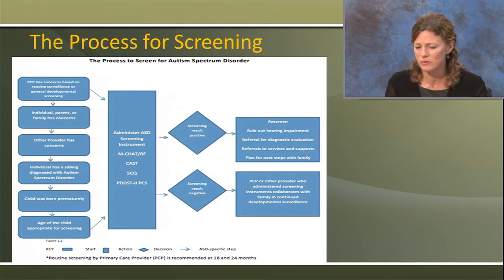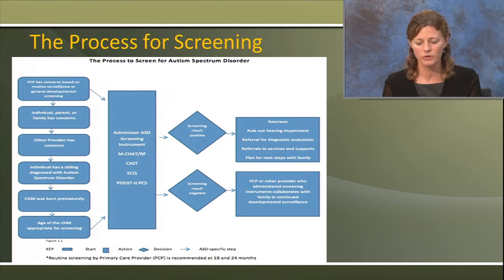The second thing we'll want to do is certainly rule out a hearing impairment. Hopefully at this point there's been hearing testing done, but if not, we want to do that. And then we want to refer for a diagnostic evaluation. Next, we want to refer to services and supports. Now that might seem like we're putting the cart before the horse, but we are not. If a child screens positive for autism spectrum disorder, there's likely some sort of developmental concern. It may not always be autism, but very often there's some sort of concern that will warrant intervention services. So just keep that in mind.